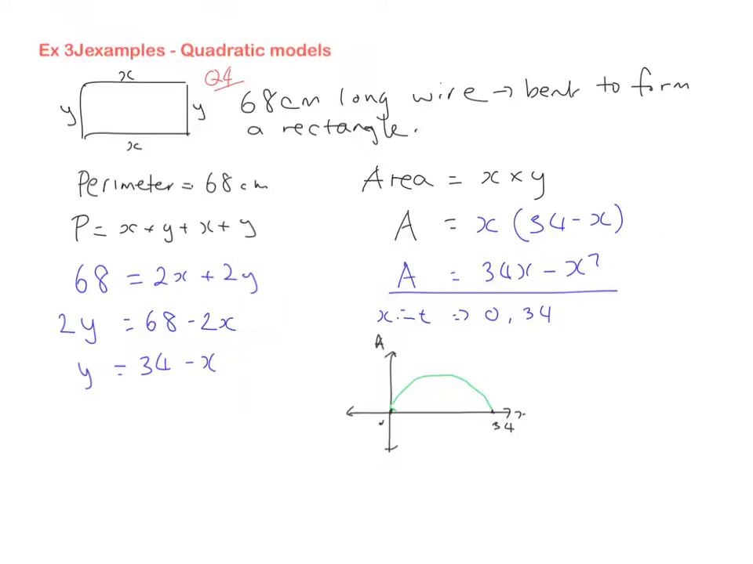Now, I've drawn that. The next part of the question wants the maximum area. My maximum area is going to occur at the turning point. I don't know what that turning point is, that's what I want to find. But I know halfway between here and here, I can get my x value, which is going to be 17.